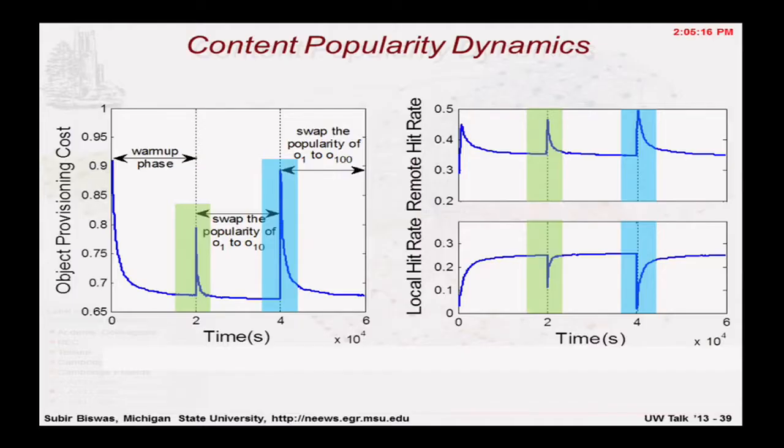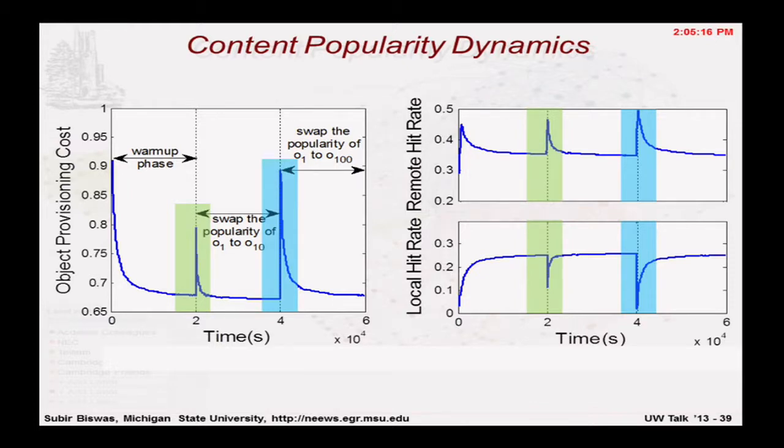So what we have done is that we also looked into the dynamical property of the protocol and the content distribution. Initially, during the warm-up phase, the cost settles down, and at this point you do a content popularity switch and see how the system responds to that. And it turns out, after some tweaks in the protocol, and when I say tweak, I mean doing the proper design of the protocol itself.